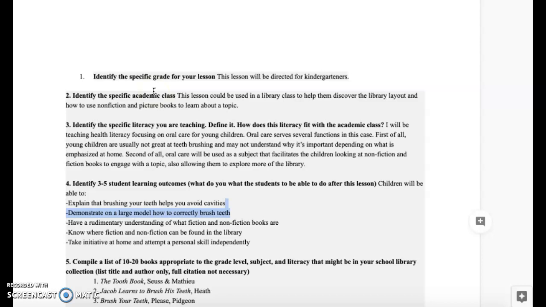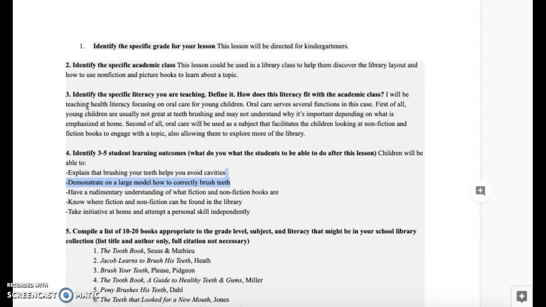Identify the specific grade for your lesson. This lesson will be directed for kindergartners. Identify the specific academic class. This lesson could be used in a library class or special. It'll help them discover the library layout, see what the difference between nonfiction and fiction books are, and how they can be used to learn about a topic.